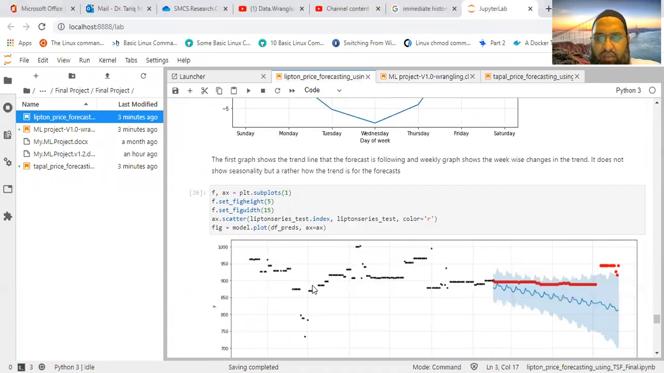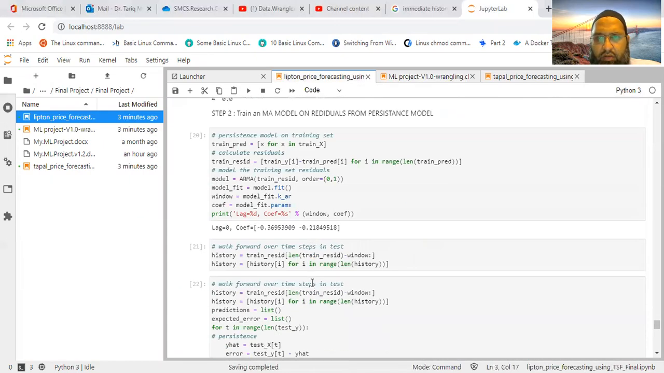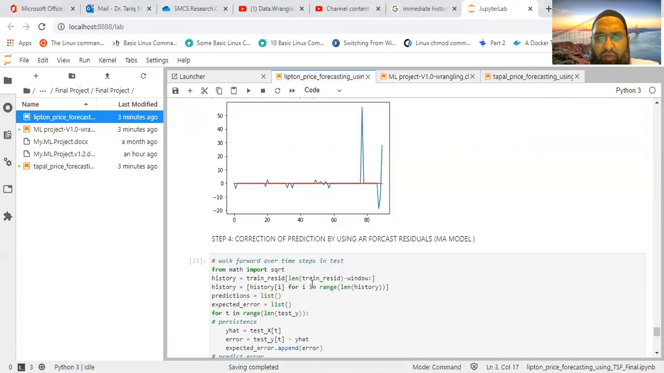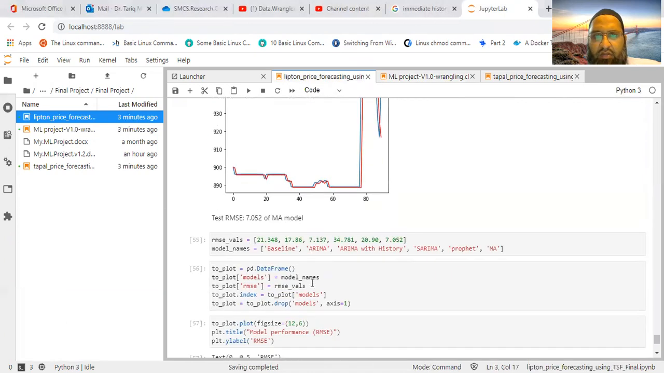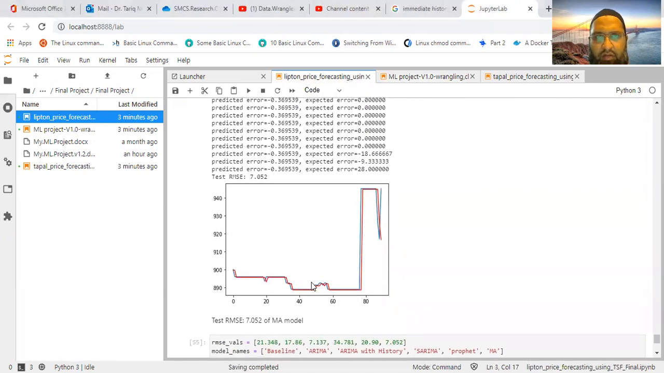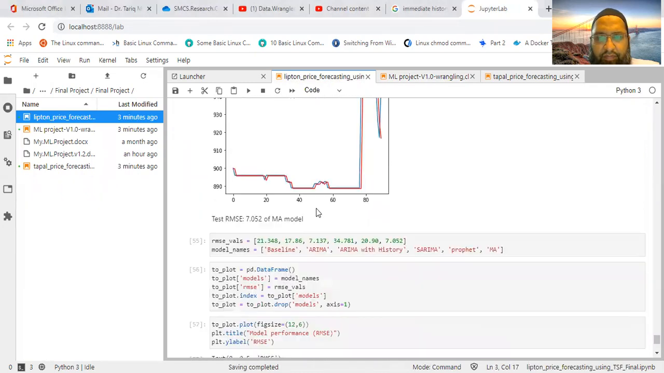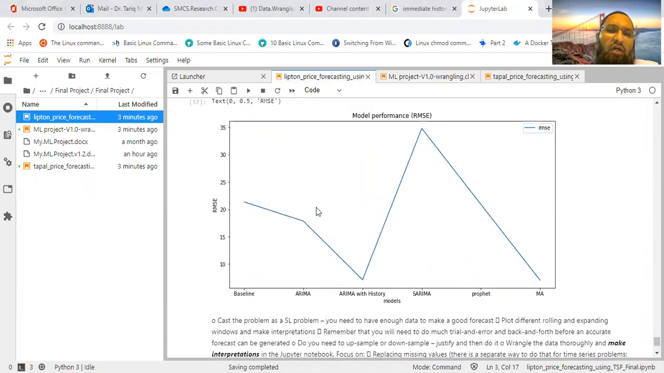We have already seen these graphs, so I invite the viewers to go through this in detail because I'm not going to discuss it. What is happening here? RMSE 7.052 is pretty good in this case. But it seems that ARIMA, when we take the history as just one timestamp into the past and use it to predict the next timestamp, works very well for the Lipton case.